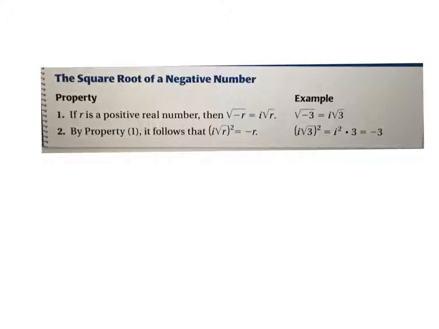If r is a positive real number and you take the square root of a negative number, you can take the square root as long as you pull an i out. i is the square root of -1. So if you were to break the -3 down like this, square root of 3 times the square root of -1, which would be the square root of -3. Remember, square root of -1 is i, so it'll be i times the square root of 3.